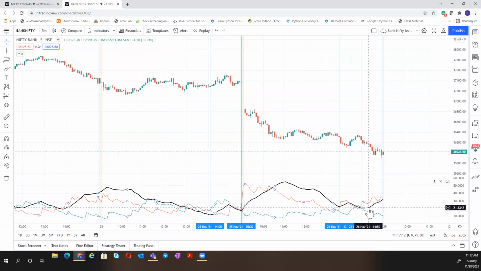This 25 is neutral, which means if the trend is upside and this black line is above 25, the upside trend is strong. If the market is trending down and this black line is above 25, that means the ongoing downside trend is very strong. That is how you need to understand it.